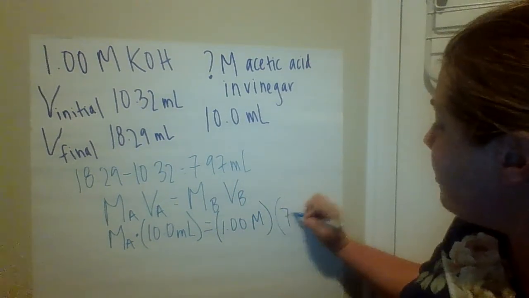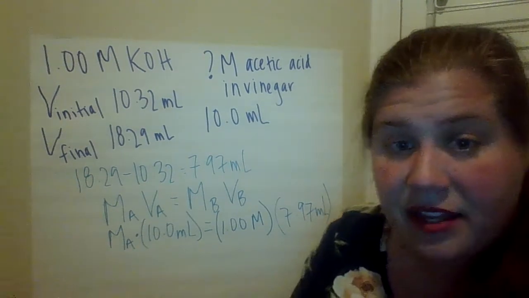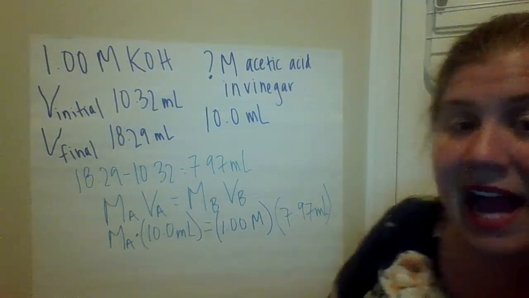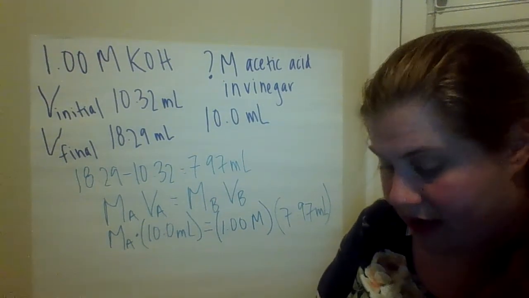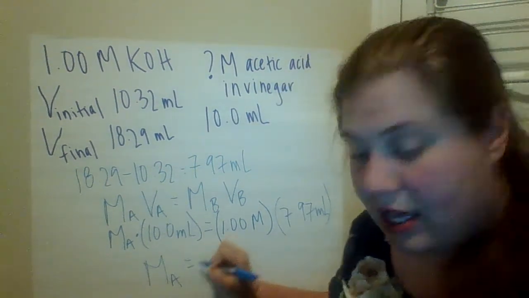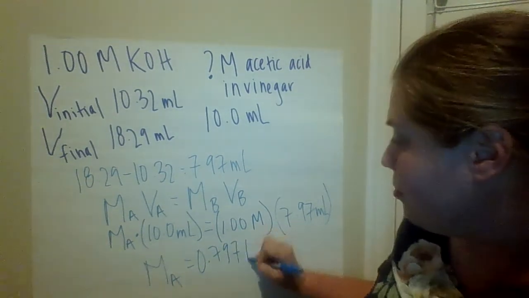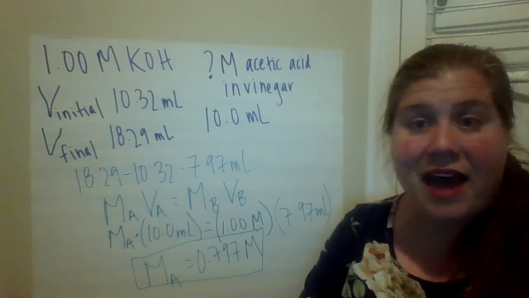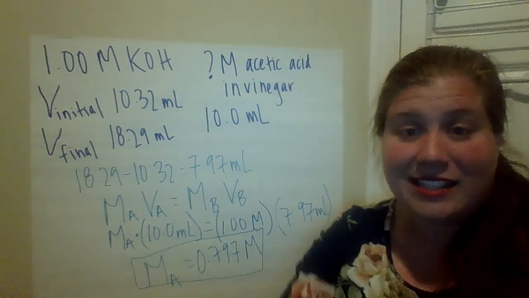So I'm going to put 7.97 milliliters here. And so now I just got to do the math here. So I'm going to do 1 times 7.97, which is going to be 7.97. And then I'm going to divide by 10. Okay. So I'm going to take 7.97 divided by 10. And I'm going to get that the molarity of the acid is 0.797 molar. And that's the answer for my titration. So this is how you do the math with a titration to figure out the unknown concentration of either an acid or a base.